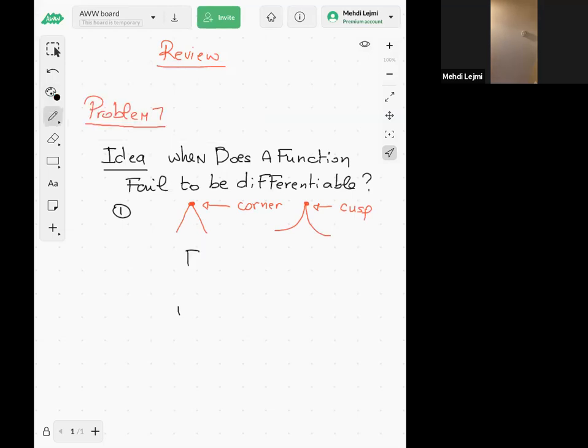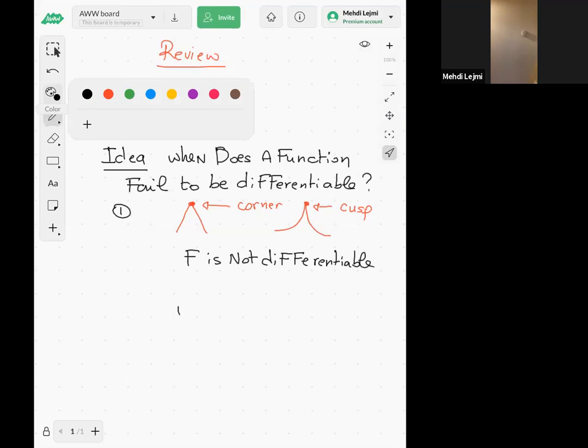Then f is not differentiable. The reason is that differentiability, or the derivative, is about the slope of the tangent line. From the left, it's going up, so the slope is positive. From the right, it's going down, so the slope is negative. So the derivative from the left is different from the derivative from the right. That's why this function is not differentiable at the corner.